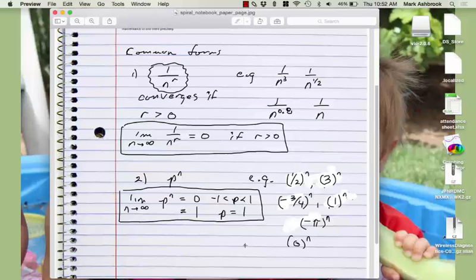Okay, so this is 1 over n to the r. That sequence converges to 0 as long as r is greater than 0. And then you have p to the n. It has 2 possible cases when it converges. It converges to 0 if p is between -1 and 1, and it will converge to 1 if p equals 1, because you just have an infinite list of 1s.